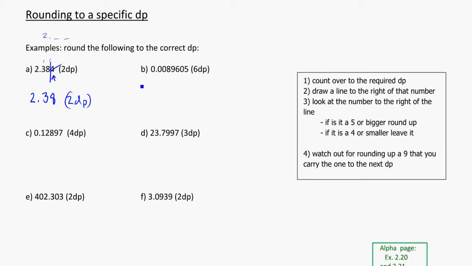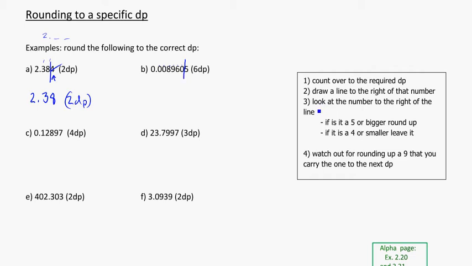Looking at the next example, here I've got a whole bunch of decimals, and I want to round to 6dp. So again, I'm going to count out 1, 2, 3, 4, 5, 6 spots, and draw a line after that, because I want to include those 6 spots and drop off anything after that.